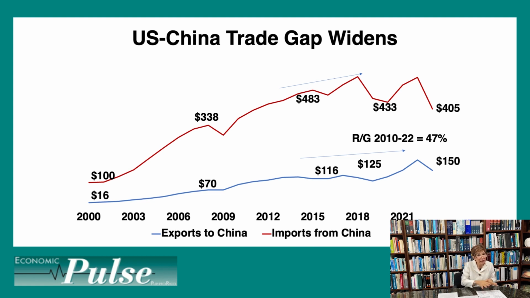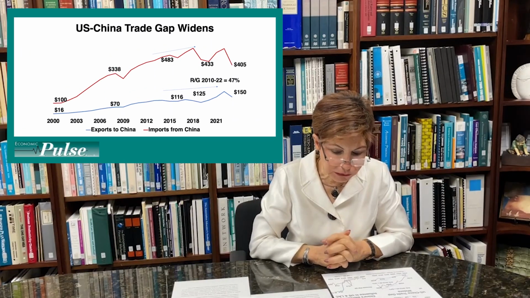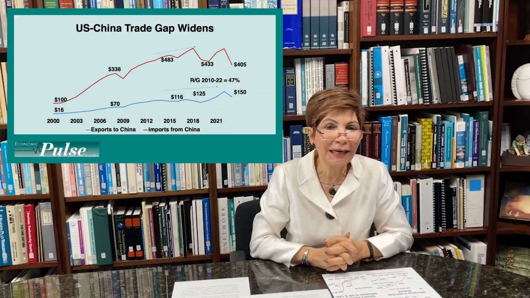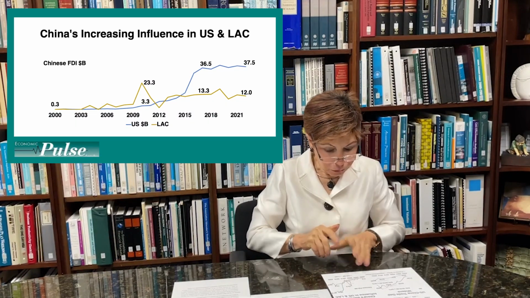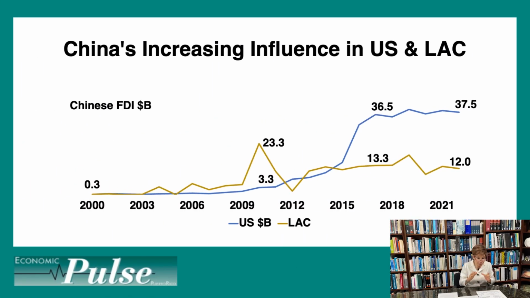And it is not only trade, but also investments. Notice this final graph that I'm depicting for you, China's increasing influence in Latin America and the Caribbean. In 2000, more or less, the mustard color was the foreign direct investment of the Chinese in Latin America and the Caribbean. That was about 300 million. Notice by 2020, it has been $12 billion, and the US investment, also Chinese companies investing in the US, is about $37.5 billion.